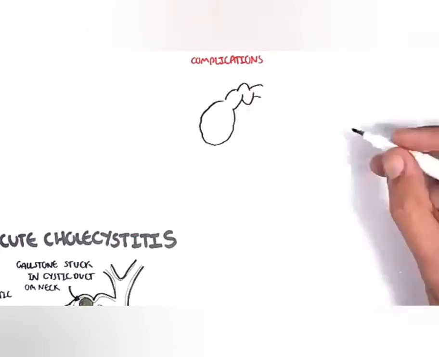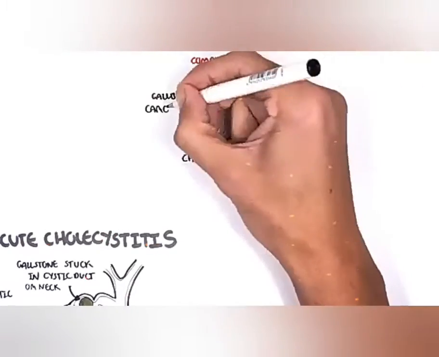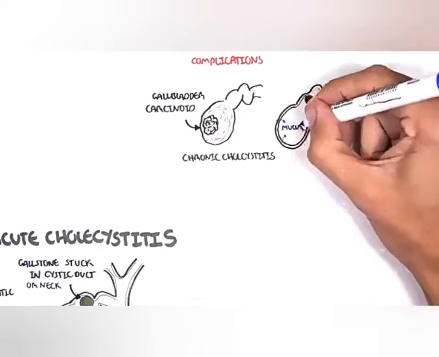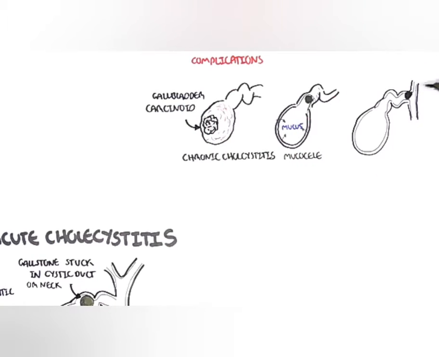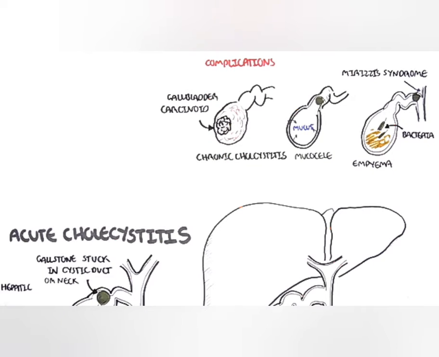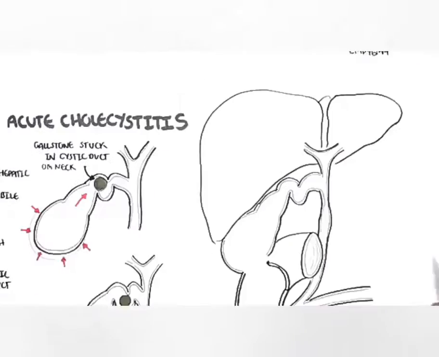Complications of cholecystitis include a tumor of the gallbladder, chronic cholecystitis, mucocele, where mucus is secreted into the gallbladder, and empyema, which is pus in the gallbladder thanks to infection by bacteria. There is Mirizzi syndrome, which is basically when a gallstone in the cystic duct impacts or obstructs the hepatic duct. An obstruction of the hepatic duct means that the bile being produced by the liver will backflow and cause what's known as obstructive jaundice.